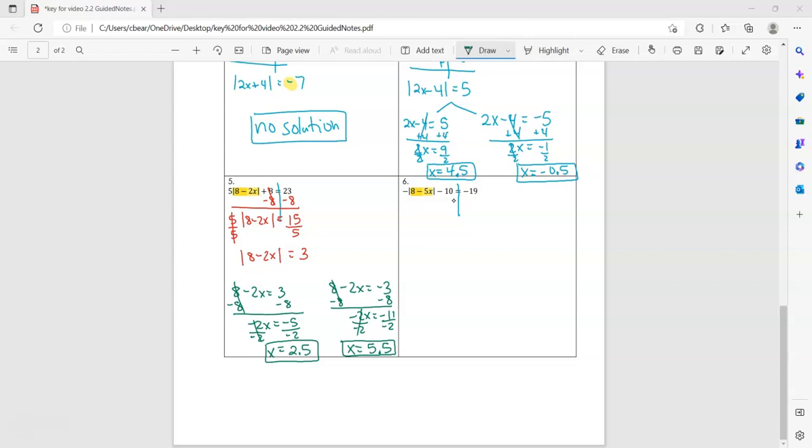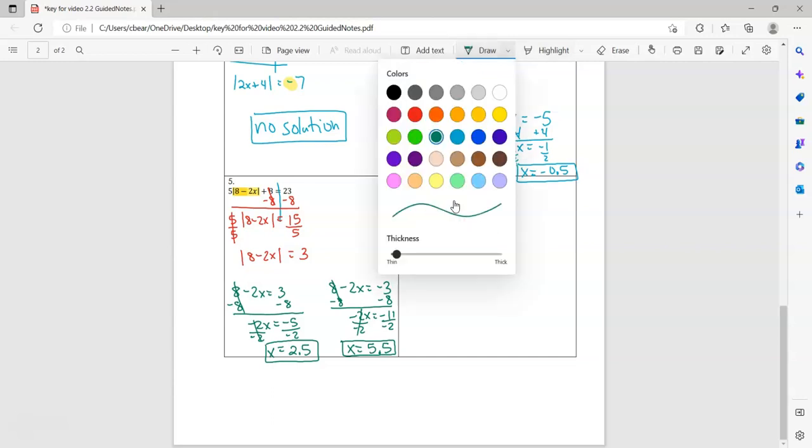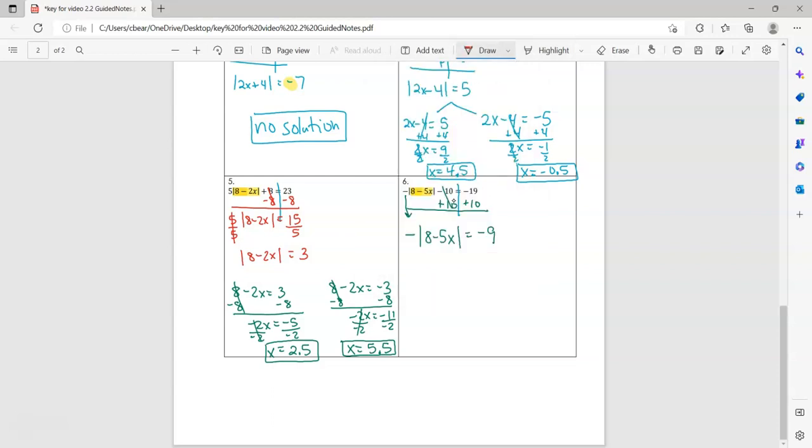All right, so on this one, notice I highlighted the absolute value of 8 minus 5x. I need to add this 10 to both sides. Okay. So notice this negative in front of the absolute value, so we still bring it down. And just like if we ever had a number in front of a letter, we would treat that as a negative 1. So what I'm going to do in red is I'm going to pretend that there's a little negative 1 in front of that.